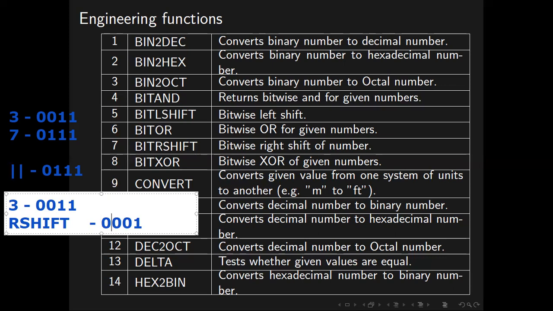Then we started with 3. We ended with 1. When we right shift, it is equivalent to dividing the number by 2. When right shifting a number, we get a result which is equivalent to dividing the number by 2. 3 divided by 2 is 1.5, whereas in integer arithmetic, we don't have any fractions. Only 1 will remain. That is the result we get here.